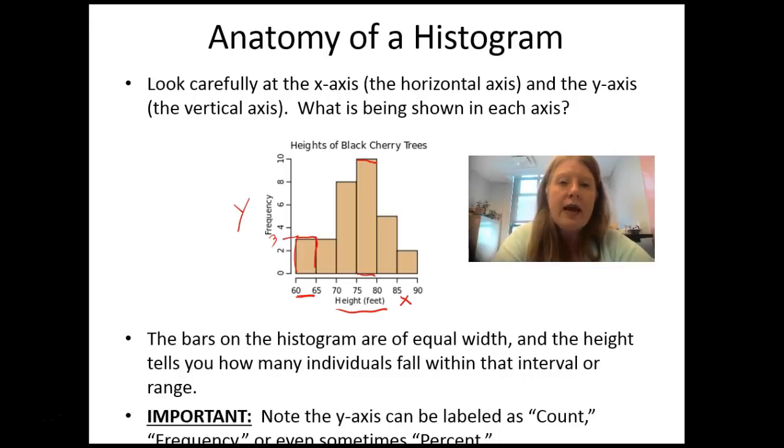Also, note here the y-axis, we call it frequency, but it can have other names. Sometimes you'll see it labeled as count, sometimes it'll be percent, so we might actually be displaying the number that fall within a certain interval, or again, the percentage. We want you to understand that the y-axis can be labeled a little bit differently depending on who has created the histogram, but that value is always in reference to the number or percentage that are falling within a certain category, or within a certain interval of our quantitative variable.